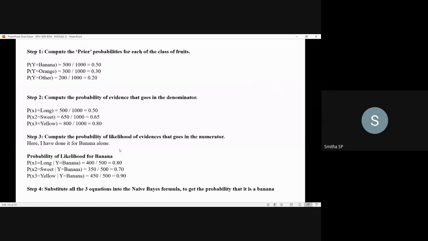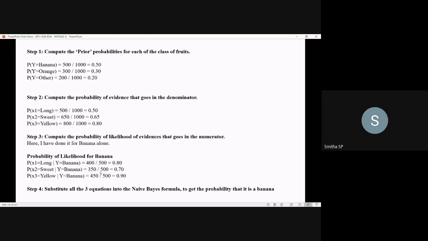Here for the fruit banana, I have computed this probability of likelihood of evidence. So x1, x2, x3, you know that these are the variables or the features. By having this data, you have to calculate the variable y, right? So x1 is the feature long, x2 is the feature sweet, and x3 is the feature yellow. So for these features for the fruit banana, now we have to calculate the probability of likelihood. So how to do that?